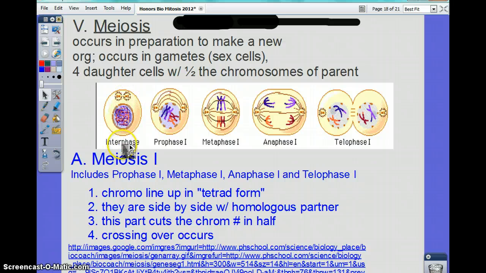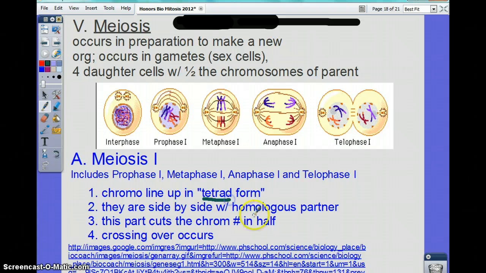And after interphase occurs, Meiosis One begins. Meiosis One is a little bit different from mitosis. Basically, prophase, metaphase, anaphase, telophase, all the things that are occurring remain the same. For example, the nuclear membrane breaks up, chromosomes coil, the centrioles move apart, and spindle forms in between. It's the same. The difference is that the chromosomes line up in a tetrad formation.